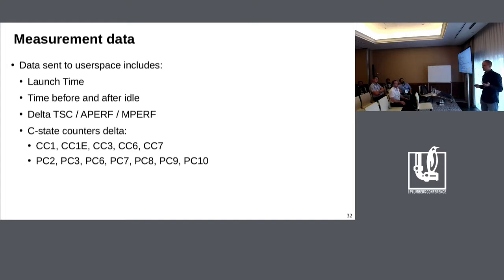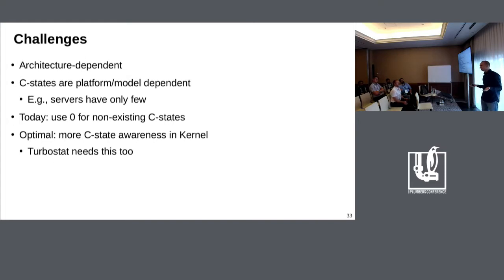What are the issues here? First of all, obviously it's architecture dependent. But more than that, it also depends on which specific Intel platform we measure. C states are different on Atoms, on clients, on Xeons. Even the MSR registers to read those C states are different on different platforms, and we need to somehow read them. So what we do today is read all the possible MSRs for all the possible C states we know for all the Intel platforms, and send lots of data.